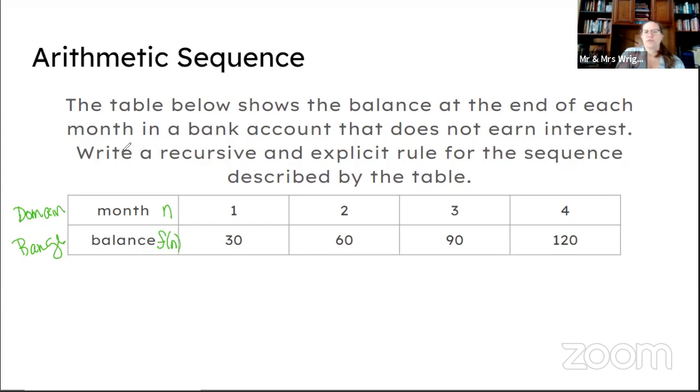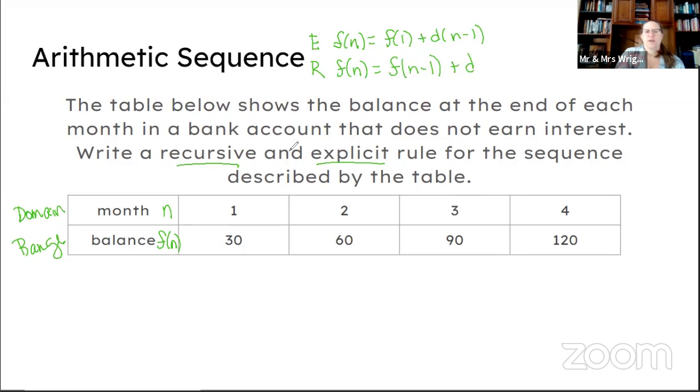All right, so we're asked to write a recursive and an explicit rule for this sequence described by the table. Well, the first thing I want to do in both of these equations is write them down. F of n, we'll call this one E for explicit and R for recursive. F of n is f of 1 plus d times n minus 1. And the recursive is f of n is f of n minus 1 plus d.